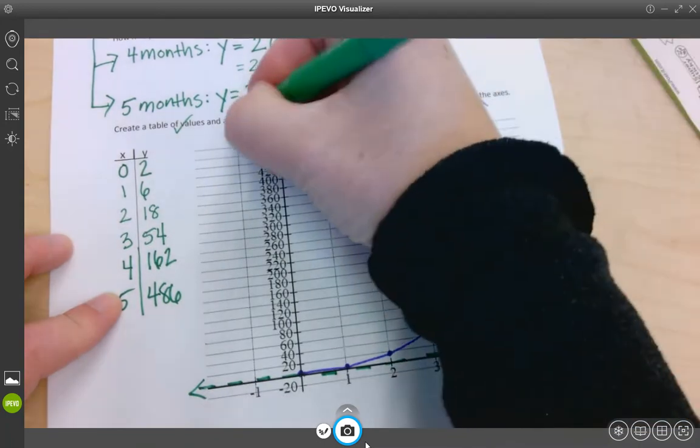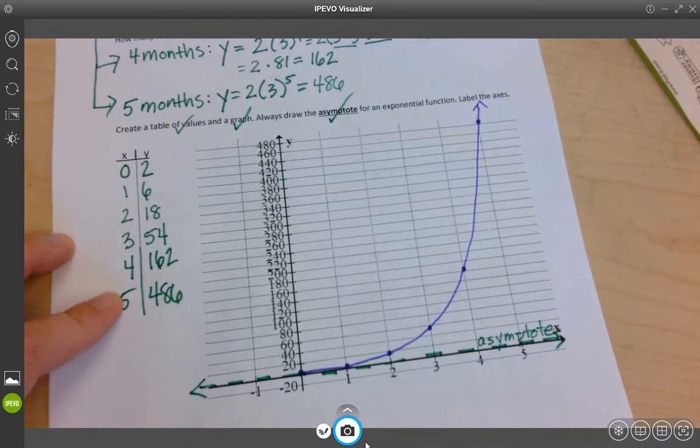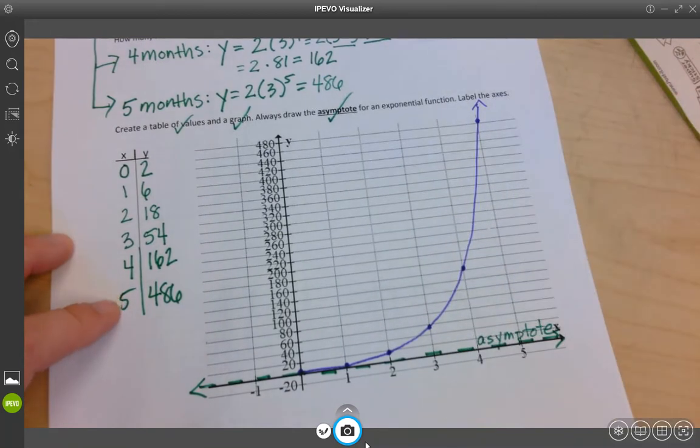Okay, so I did the graph and I did the asymptote. Oh, I didn't label the axes. See, this is why it's good to check things off.